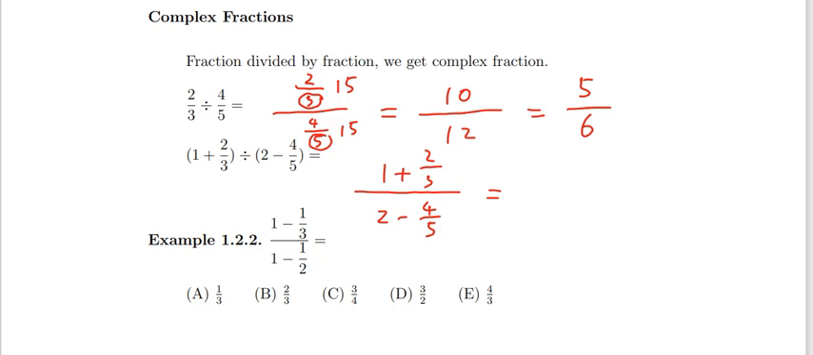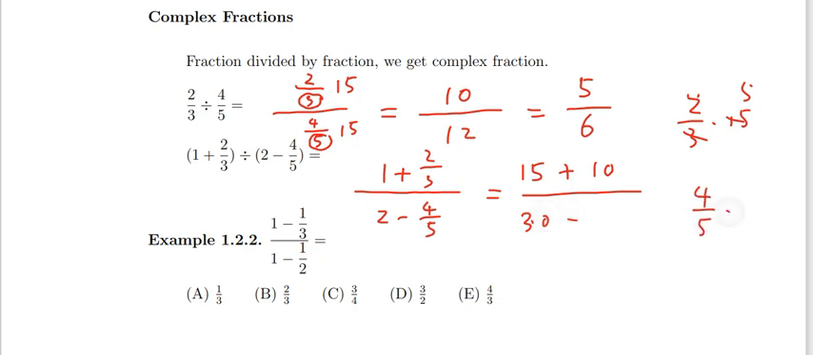So multiply by 15, okay? Each one multiply by 15: 1 times 15 is 15. And 2 over 3 multiply 15 equals 10, right? And 2 multiply 15 is 30. And 4 over 5 multiply 15 equals 12. So we can get the result. So this equals 25, and here is 18, right?